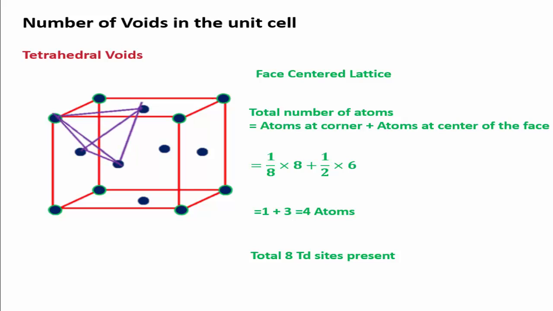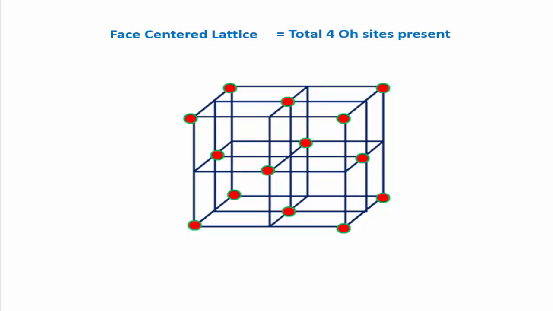So this is one tetrahedral void, and the ion is occupying a tetrahedral void. There are a total of 8 tetrahedral voids possible in the FCC lattice which can be occupied by different cations. 4 voids are present at the upper part of the lattice and 4 voids are present at the lower part of the lattice. Let's see the octahedral voids. As in the case of the FCC lattice there are 4 atoms, so 4 octahedral sites are present.